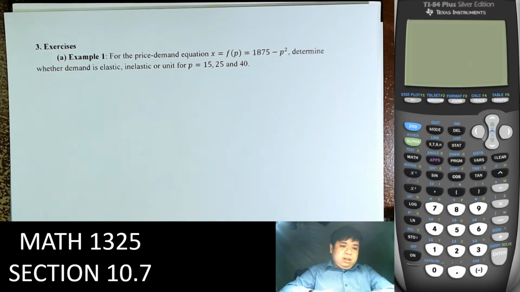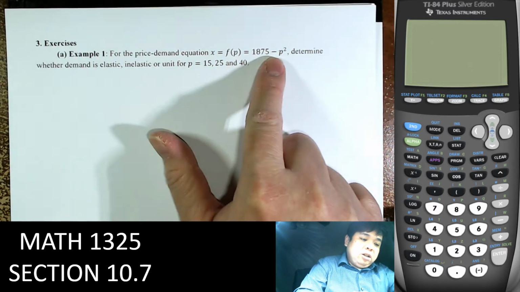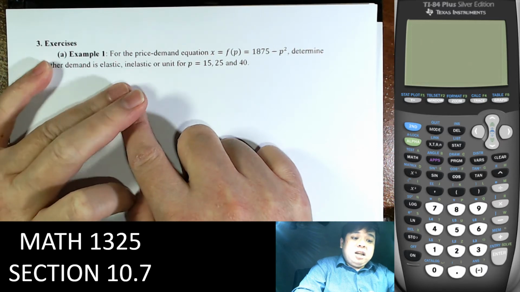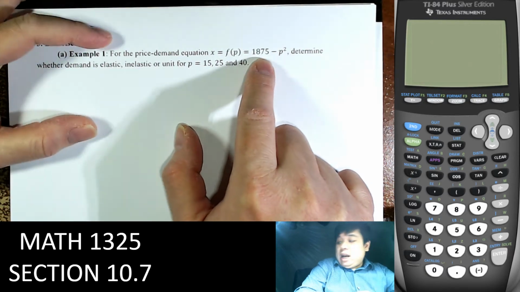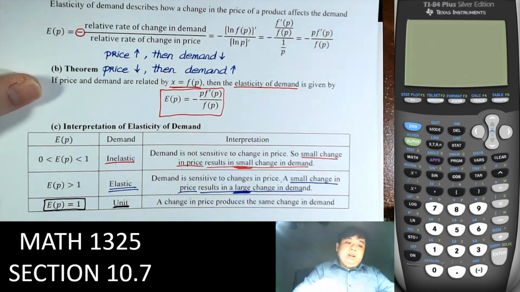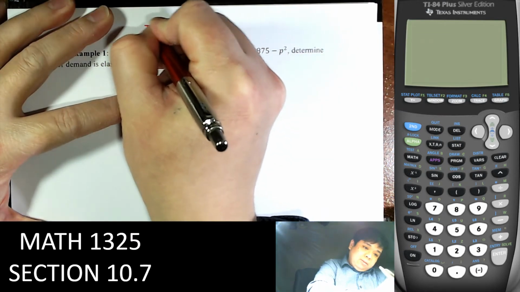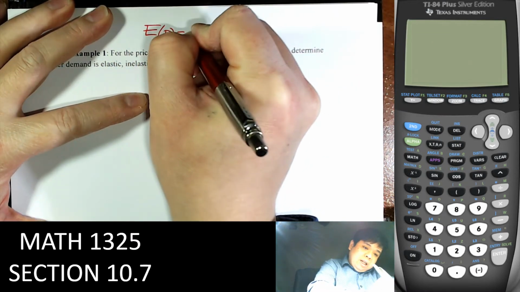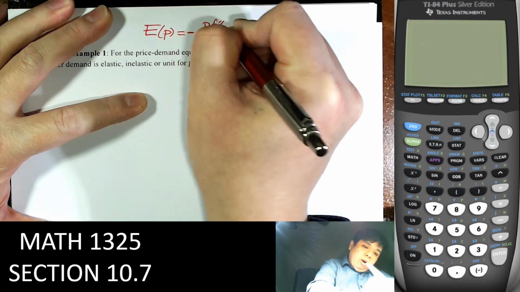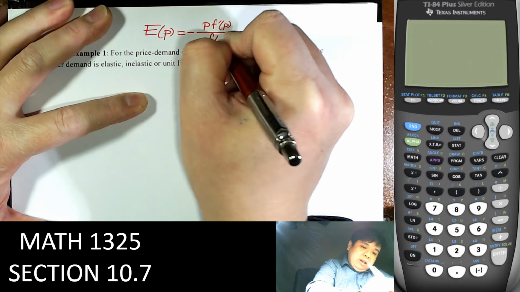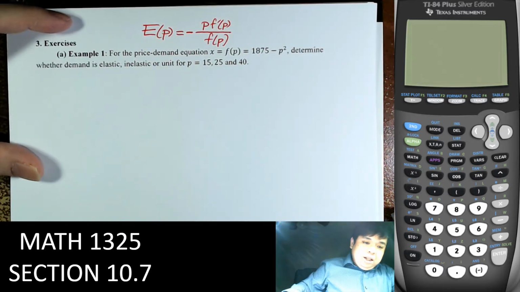Right, now let's look at this first example. For the price demand equation, determine whether the demand is elastic, inelastic, or unit at this price level. So we have this function, the elasticity of demand. Once again, we define it to be that. Remember, that's negative p, f prime of p over f of p. So just do that.